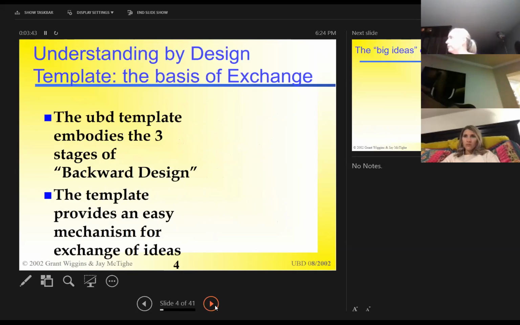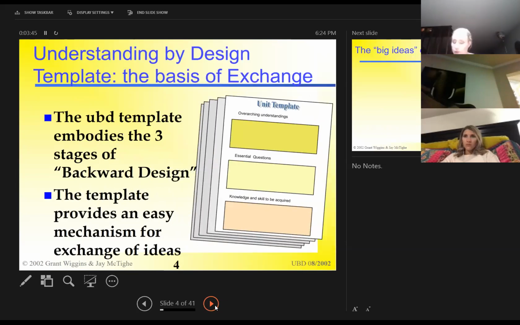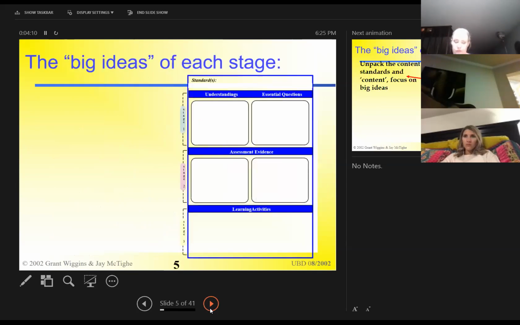So it embodies the 3 stages of backwards design, and it's a pretty easy way to do this. Now, according to Wiggins and McTighe, this is usually done at the unit level. You don't necessarily want to do this for every single lesson that you do, but the template says that you have these overarching understandings, some essential questions, again, they borrowed that from Heidi Hayes, knowledge and skill to be acquired. So, what are the big ideas of each stage?